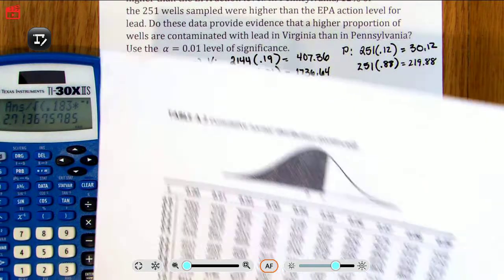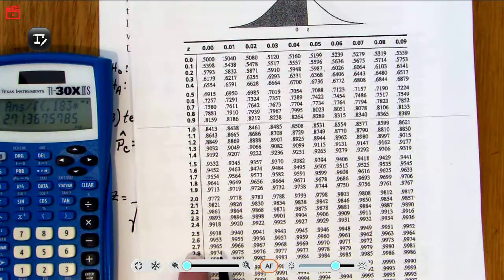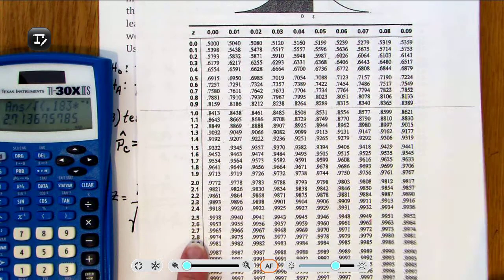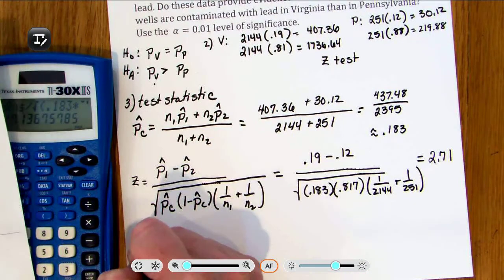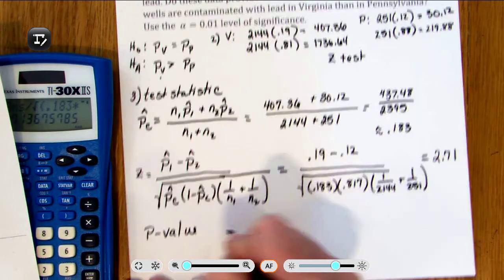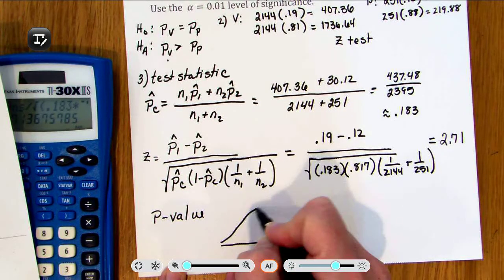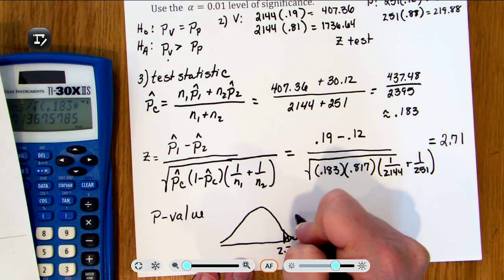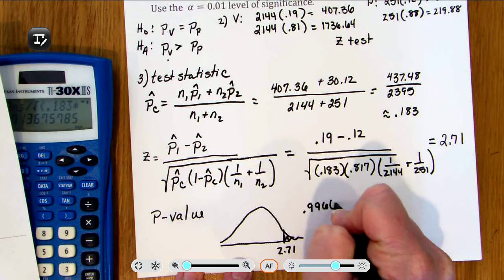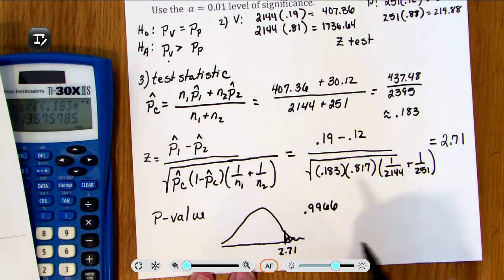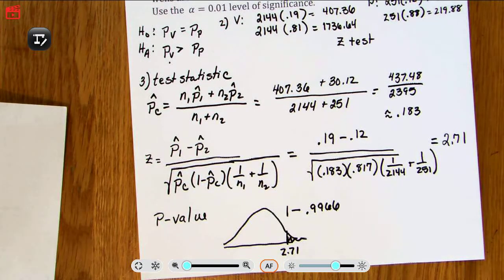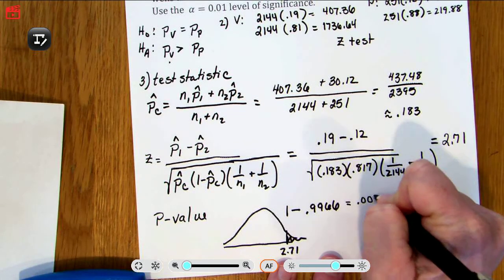And now we're ready for our normal curve table. 2.71 is 0.9966. So I will draw my little picture. There's my 2.71. We got 0.9966, but that would be from here down. So again, we will subtract 1 minus 0.9966, and we get 0.0034.